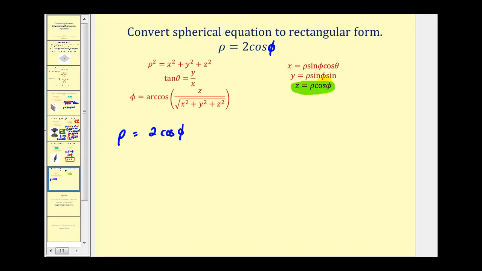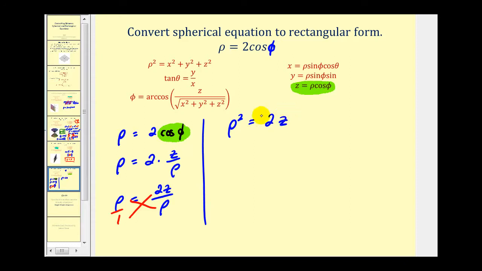If we take a look at this equation here, if we solve this for cosine phi, we'd have cosine phi equals z divided by rho. Let's go ahead and perform that substitution here. So we have rho equals 2 times z divided by rho. Well, that would give us rho equals 2z divided by rho. If we put rho over 1 and now cross multiply, we'd have rho squared equals 2z. Let's go ahead and do that.